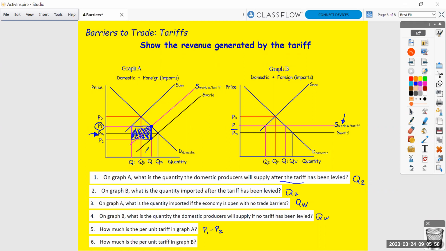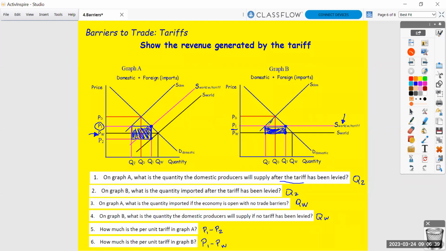Someone give me a thumbs up that you're okay for me to go to graph B. Okay. On graph B, we're going to do exactly the same thing. We go to the domestic demand where it intersects the world with tariff, and then go down to the other supply curve. This is my per unit tariff, so now it's P1 minus PW. I'll find my imported amount and create that box, and this will be the revenue generated by the tariff.